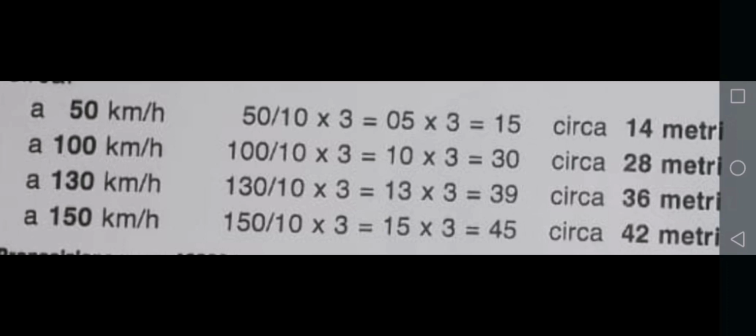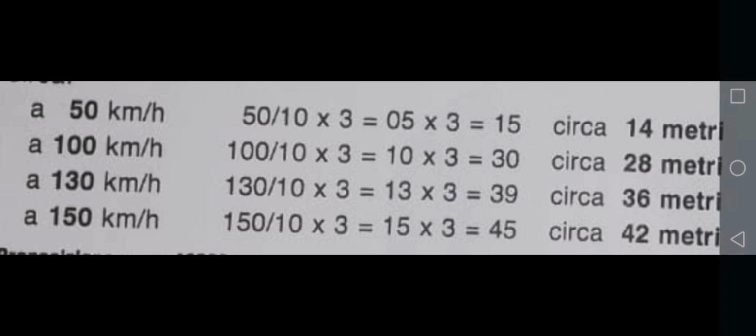For instance, if you are running at a speed of 50 kilometers per hour, you divide it by 10, it becomes 5, and 5 times 3 becomes 15. And the quiz tells you that if you are running 50 kilometers per hour, your safety distance should be 14 meters. So for me, I just prefer to memorize them.